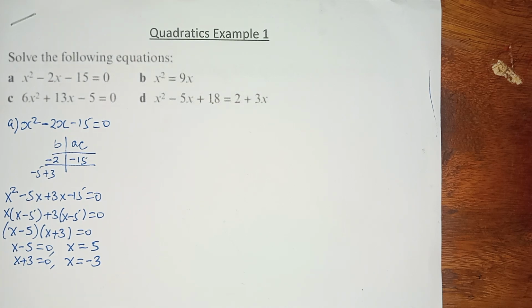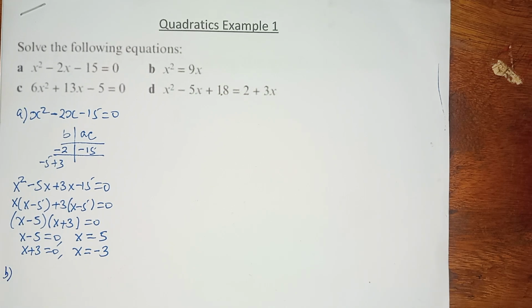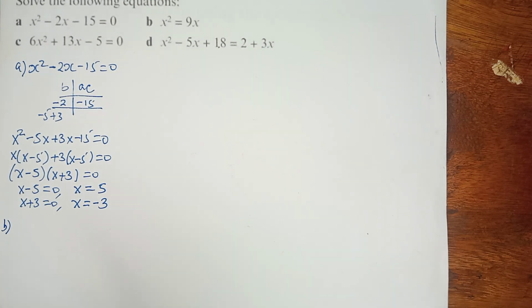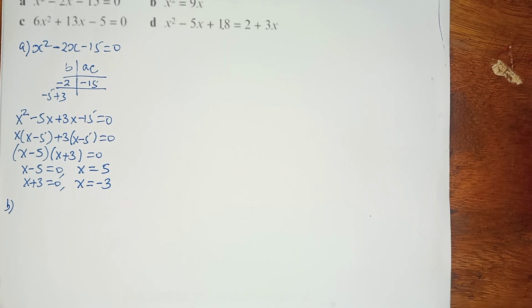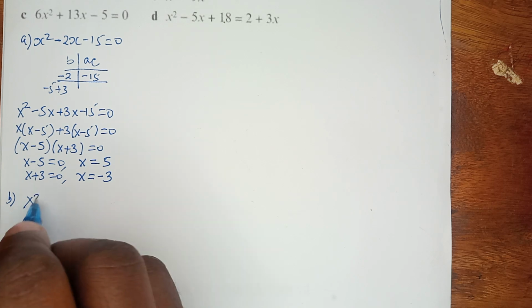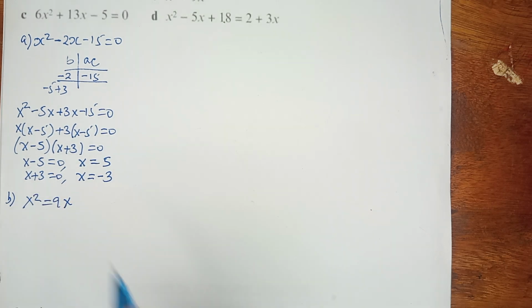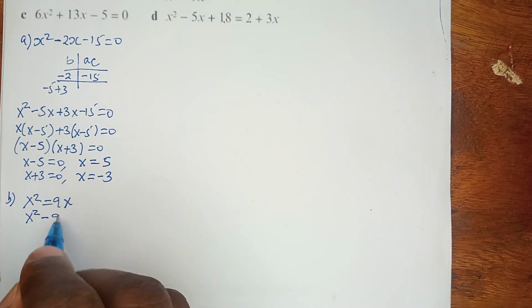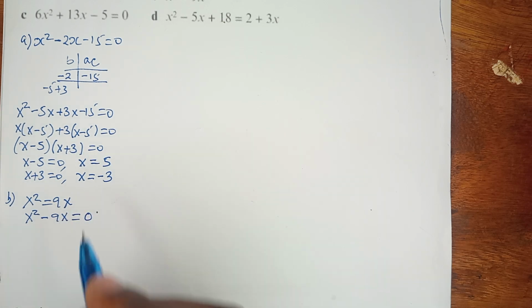Let us look at part B of the question. That was part A. Part B of the question, we have x squared is equal to 9x. And as you can see, anytime we want to solve a quadratic equation, we have to ensure that the right-hand side is equal to 0. So we have x squared minus 9x is equal to 0.